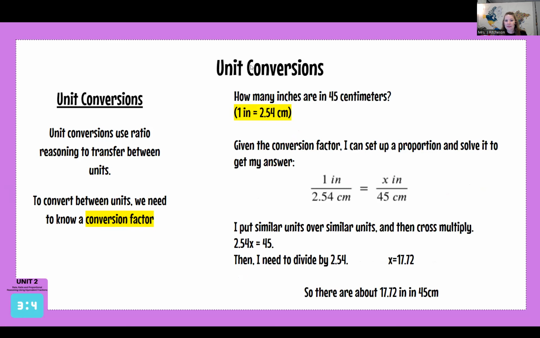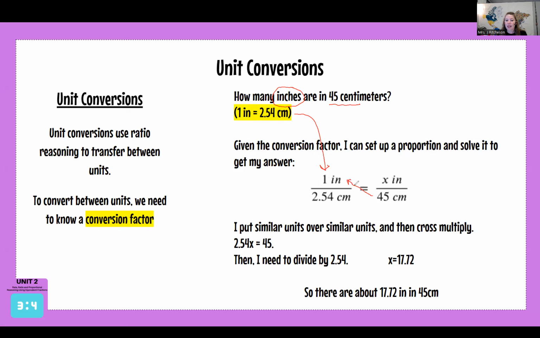All right, let's take a look at this one. How many inches are in 45 centimeters? So our conversion factor goes here. 1 inch is equal to 2.54 centimeters. So what are we looking for? We're looking for the number of inches. So that's why our x is on the top. We don't know how many inches are in 45 centimeters.